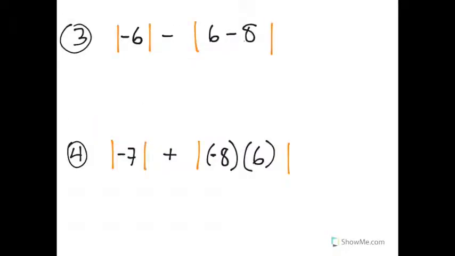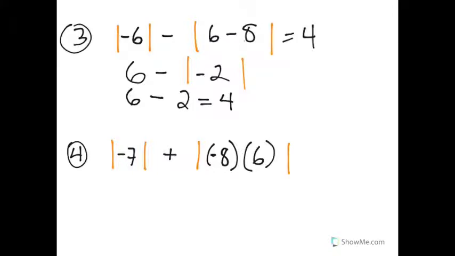Okay, you should get a pop-up box for these now. We need to do what's inside the absolute value brackets first, but in number 3 you can see there's 2 sets of absolute value brackets. That's okay. We handle each one separately. So the absolute value of negative 6 is 6, minus the absolute value of 6 minus 8. Well, 6 minus 8 is negative 2. Now we can go down to the next line. It'll be 6 minus the absolute value of negative 2, which is 2. 6 minus 2 is 4, so the solution to our original equation is 4.